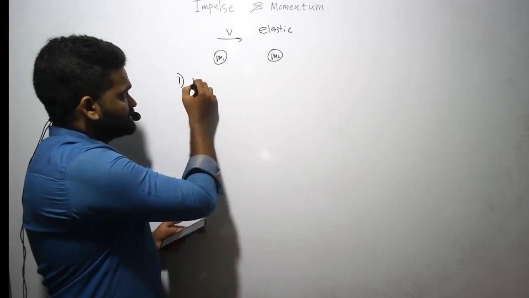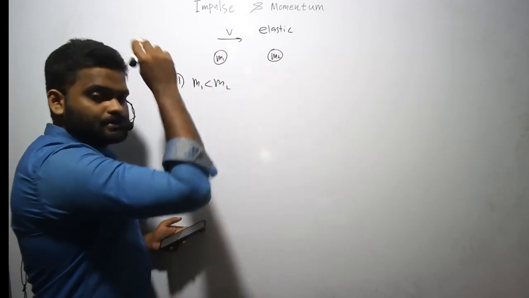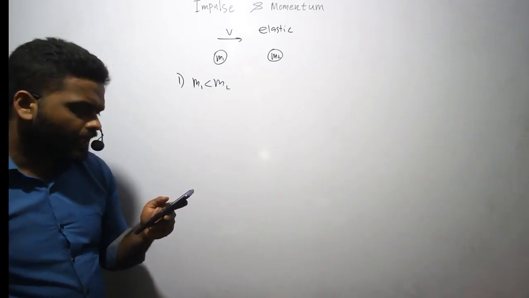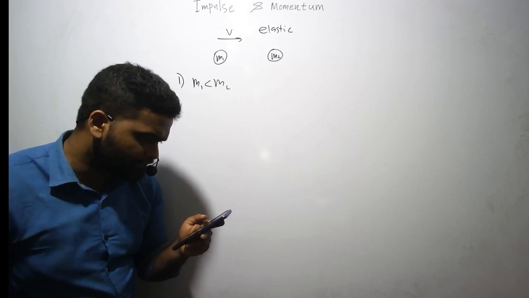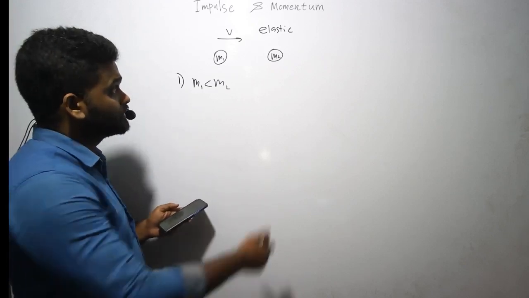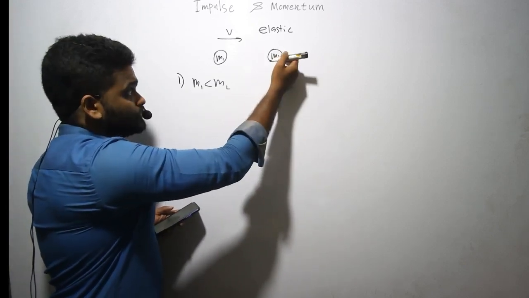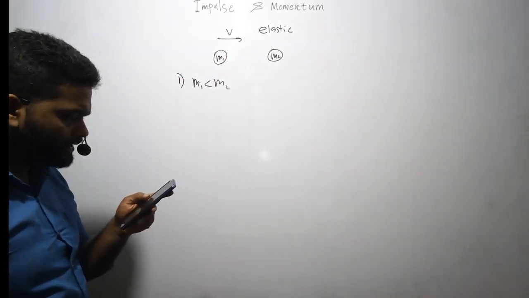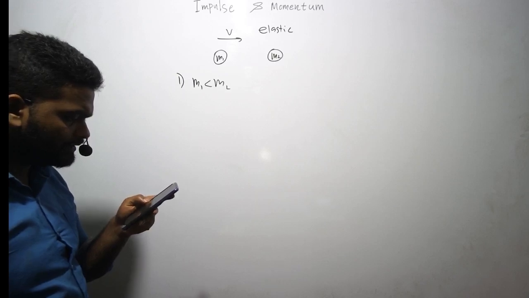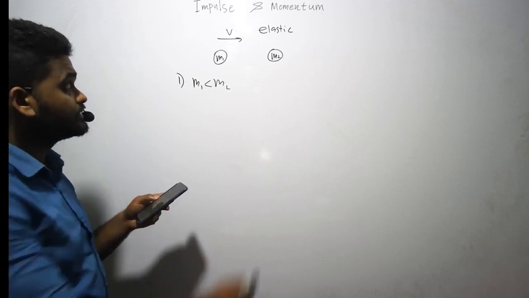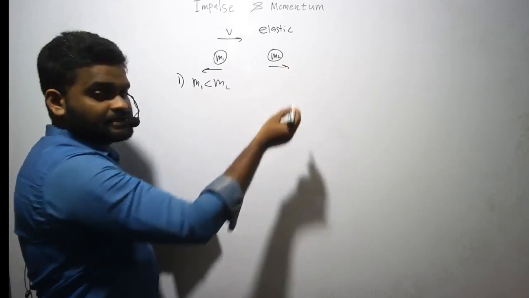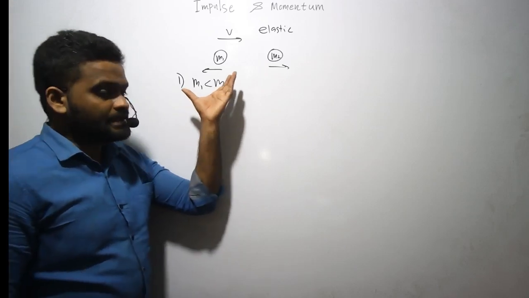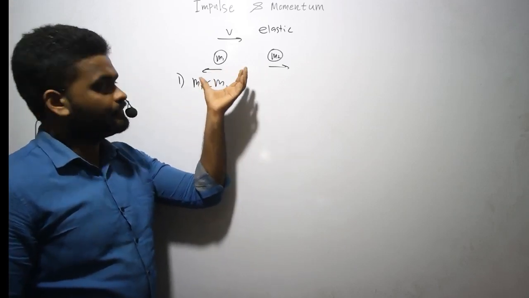So for the first case, they say m1 is smaller and m2 is larger. After the collision, they say m1 moves to this direction, the minus x direction, and m2 moves to this direction. So if it is elastic, you need to remember that.